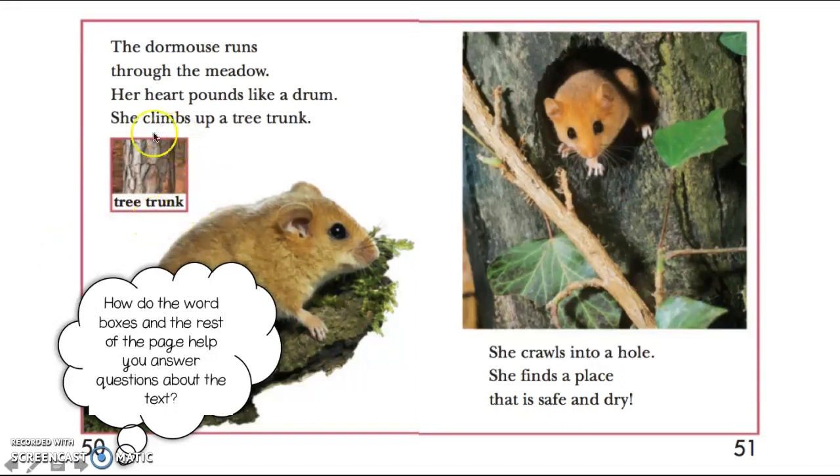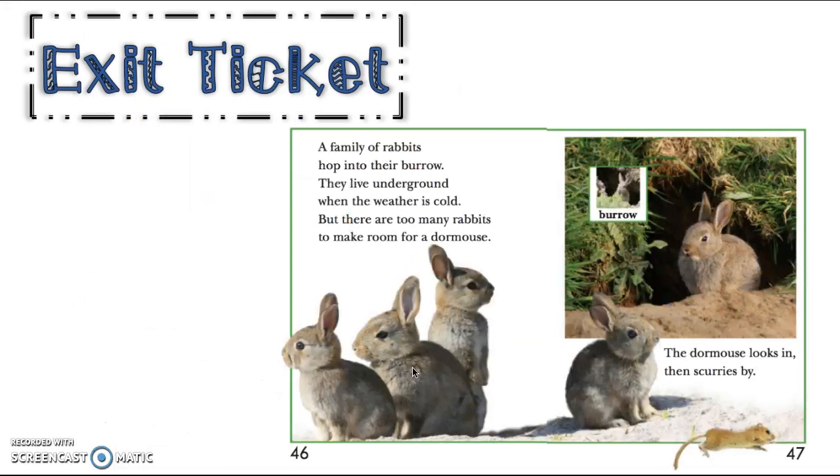Okay, so I see the little word box right here is tree trunk. So why do you think they put that there, that little box? Yeah, tree trunk's important to this page. And I know from the picture what's happening with the dormouse in the tree trunk. Yeah, the dormouse found a hole to sleep in. Cool. It also says in the text. So see, I can use the boxes, the pictures, and the words to help me figure out what is going on this page. Okay, that's really helpful when I'm asking and answering questions, right? Yeah, I love all the clues the author's putting in here for us.